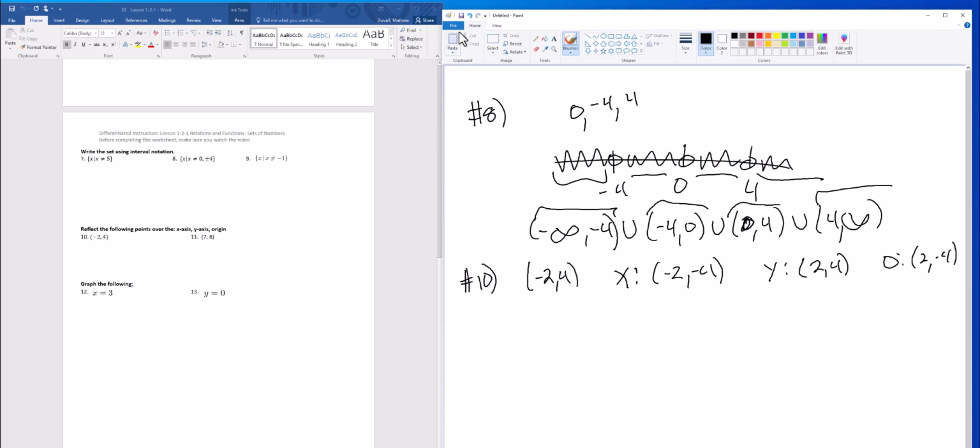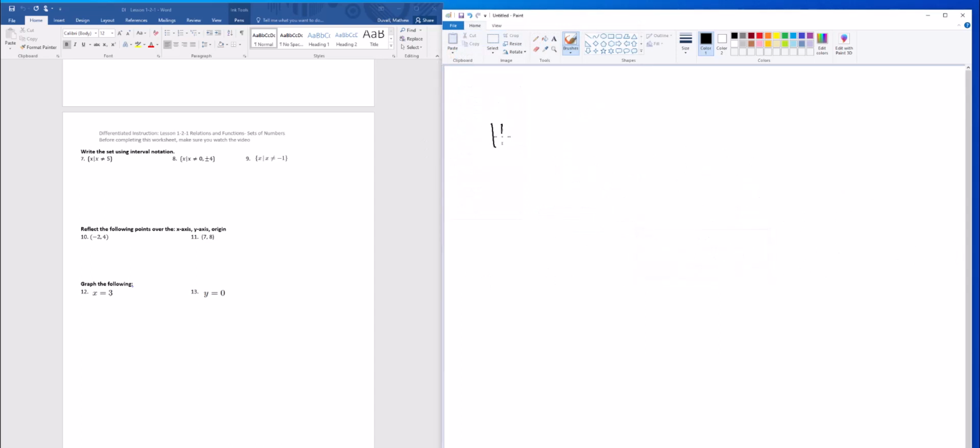And then the last, graphing these, for number 12, says graph the following x equals 3. Okay, so it has to pass through 3. So that's going to be a straight line that goes up and down at 3.